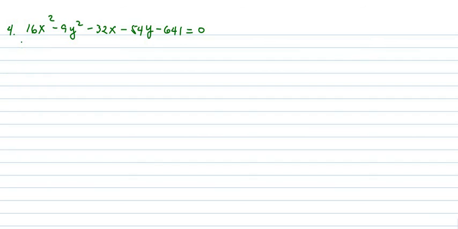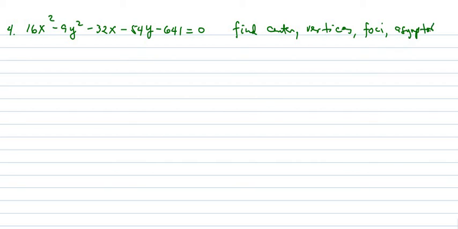Last example, we have number 4: 16x squared minus 9y squared minus 32x minus 54y minus 641 is equivalent to 0. Now, this is the equation of a hyperbola. So we need to find the center, the vertices, the foci, and then the asymptote equation. Of course, we have to group x and y. All variables with x we group, and all variables with y we group. So for this case, we have our solution.